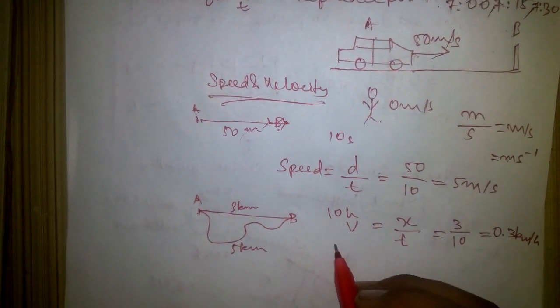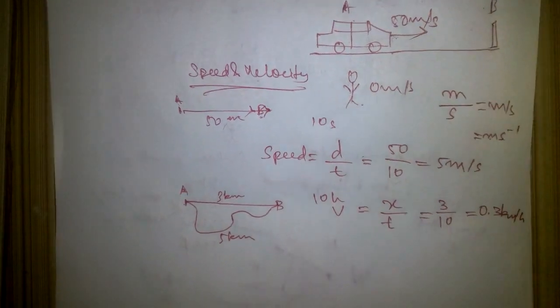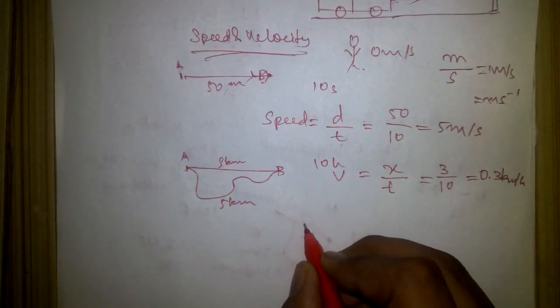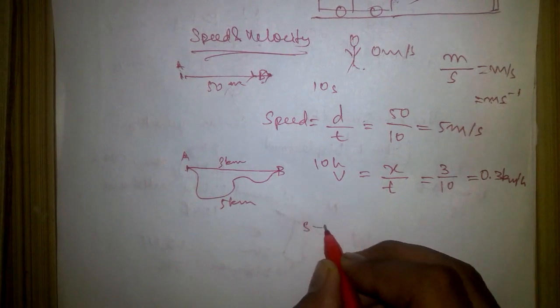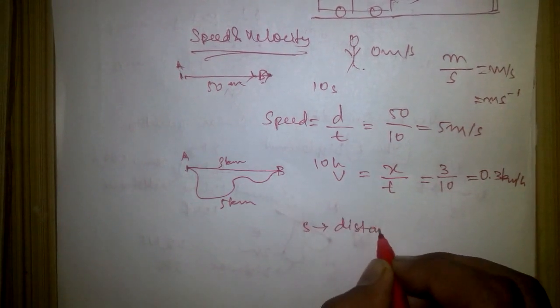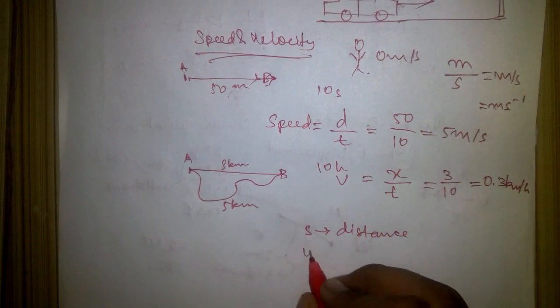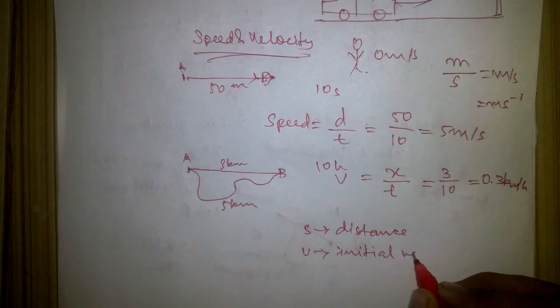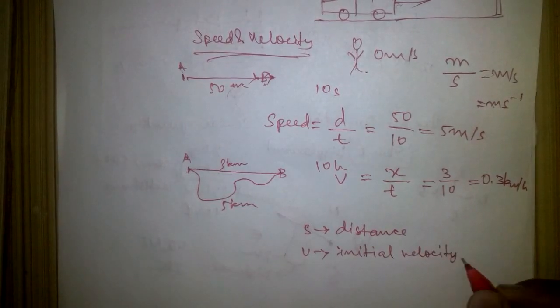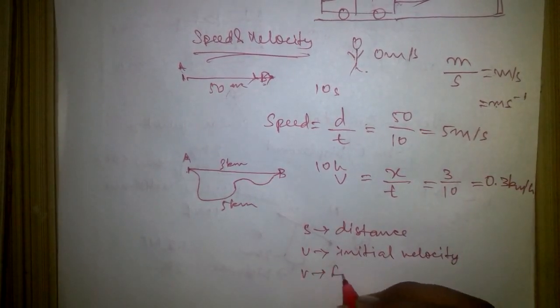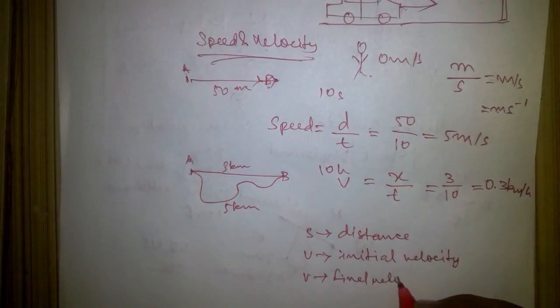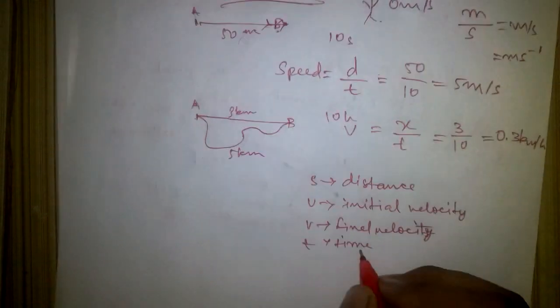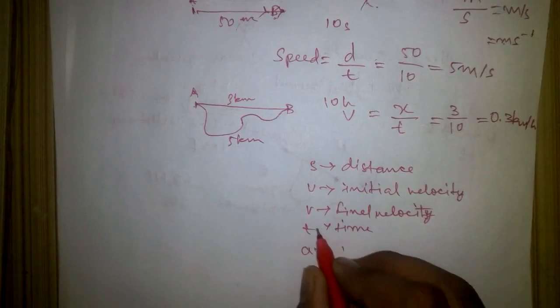Now let me introduce you to some symbols. In common we take s as distance, u as initial velocity, v as final velocity, t as time, and a as acceleration.